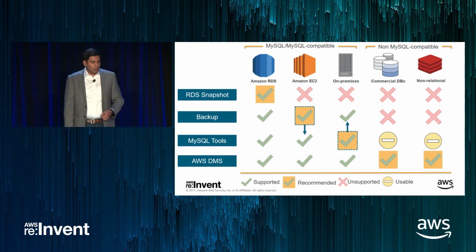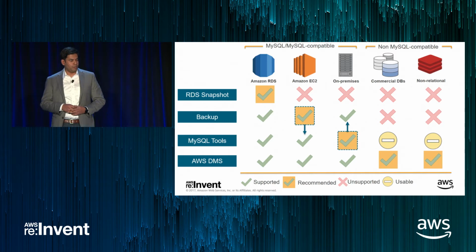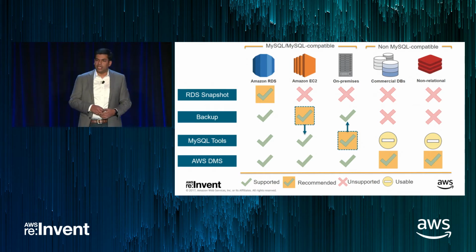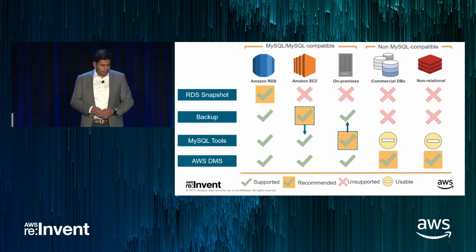I'm going to use the schematic to walk through the different options and methods that are available to you. On the top are the different sources, and on the side, we have the different methods you can use to migrate to Amazon Aurora. The options that are highlighted are the ones which we recommend. Of course, the ones with text are the ones which are supported. So let's dive into this, right?